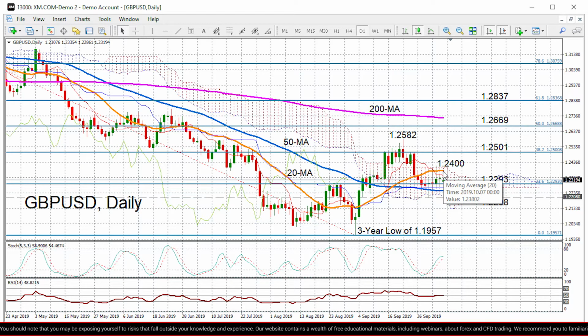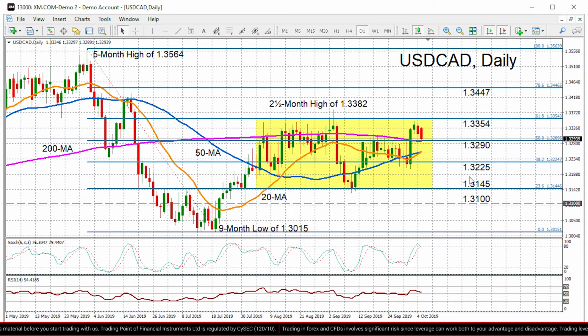To the upside, we will need to see prices break above the 1.24 handle, at the upper level of the Ichimoku cloud, and then we could see pound dollar being able to head above 1.25 and above its September peak of 1.2582. And finally, for today, looking at the US dollar versus the Canadian dollar, it's bearish in the short term.